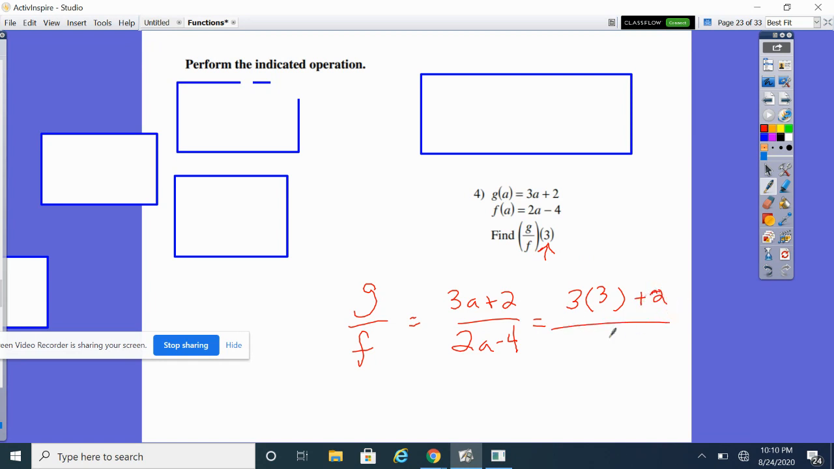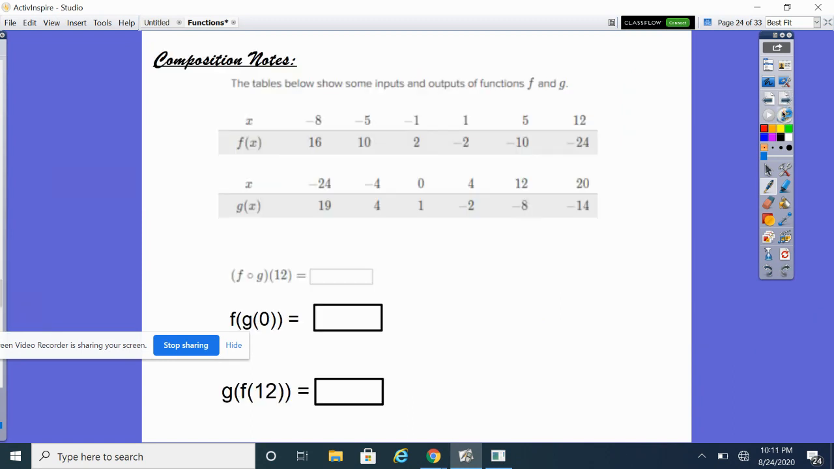Pretend that's a 2. Down here 2, there's my parentheses. Instead of a, we're going to plug 3. Minus 4. So on top, 3 times 3, I think that's 9, right? On the bottom, 2 times 3 is 6. Minus 4, and 9 plus 2 gives me 11. 6 minus 4 gives me 2. The answer to this is 11 halves. So that is combining functions and then substituting a number at the end.